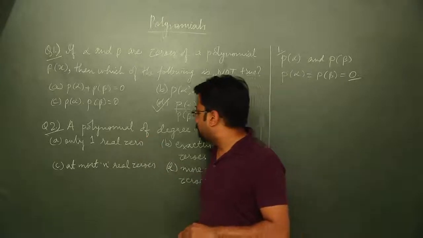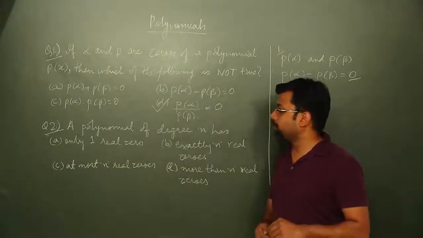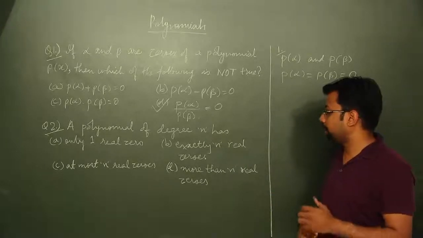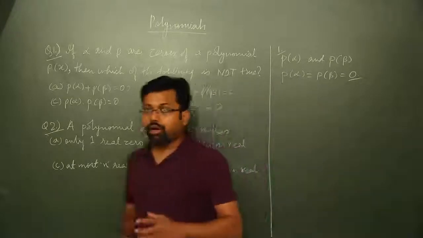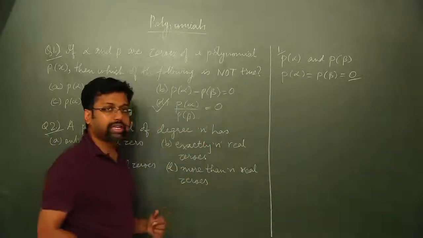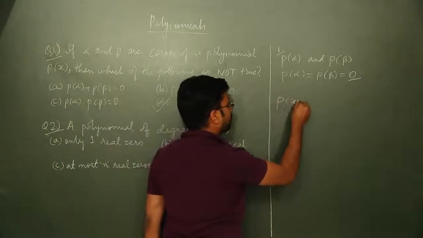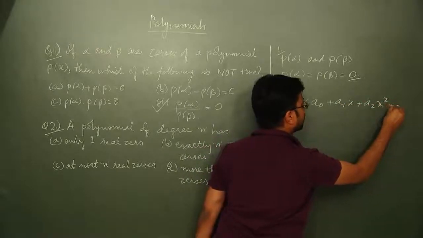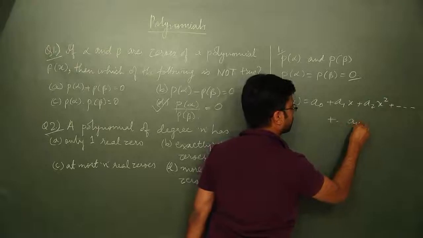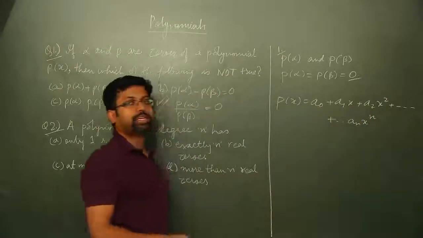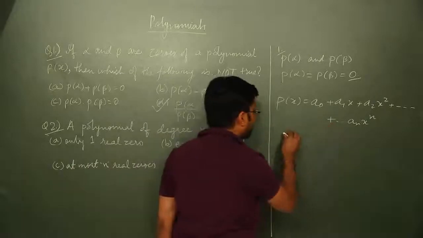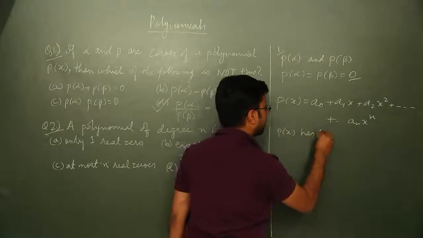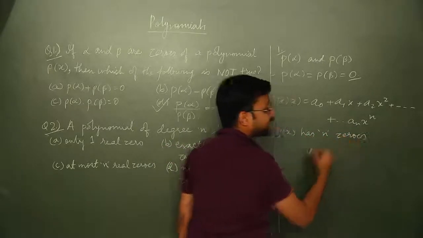The second question is, a polynomial of degree n has only 1 real zero, exactly n real zeros, at most n real zeros, or more than n real zeros. Now for any polynomial of degree n, we can write it as this, which is what you have learnt in the definition. So this is a polynomial of degree n. It will have n zeros. This polynomial p(x) has n zeros, exactly n zeros.